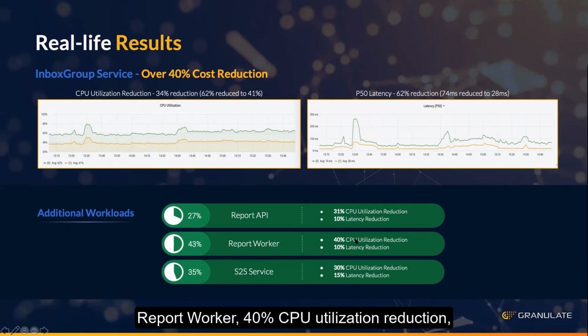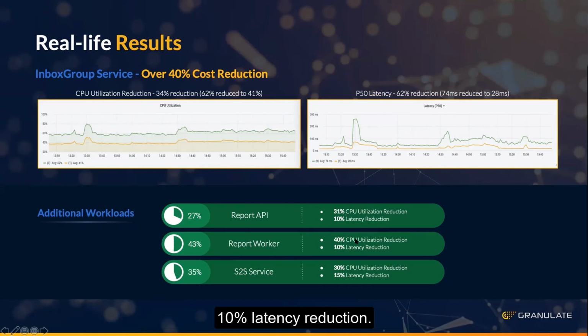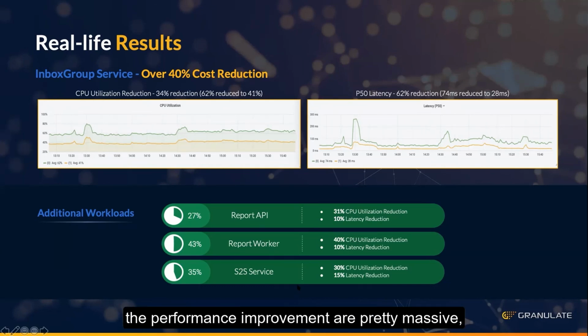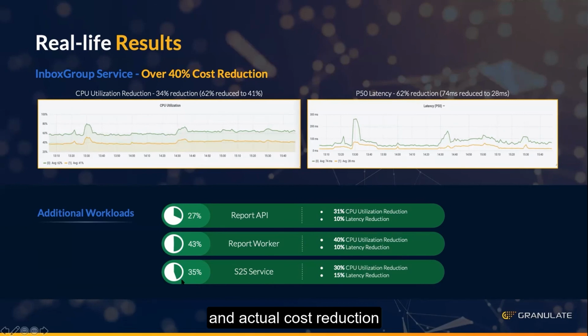Report worker: 40% CPU utilization reduction and 10% latency reduction. So you can see that the performance improvements are pretty massive, and the actual cost reduction realized by that improved performance is very significant.